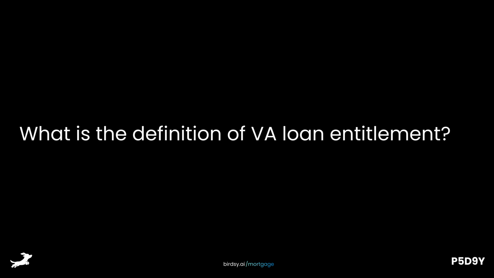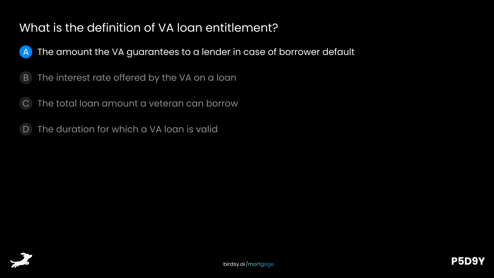What is the definition of VA loan entitlement? Is it A, the amount the VA guarantees to a lender in case of borrower default, B, the interest rate offered by the VA on a loan, C, the total loan amount a veteran can borrow, or D, the duration for which a VA loan is valid?